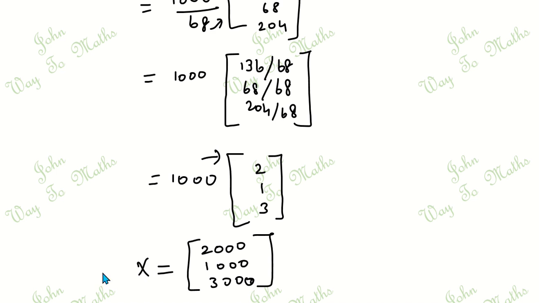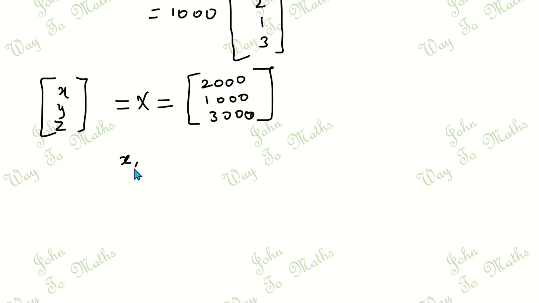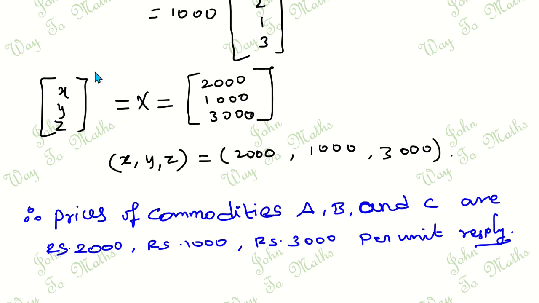capital X matrix, which is equal to small x y z matrix. Therefore x comma y comma z becomes 2000 comma 1000 comma 3000. Therefore the prices of commodities A, B and C are 2000, 1000, 3000 per unit respectively.